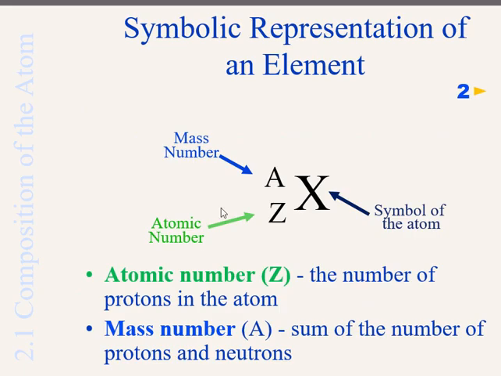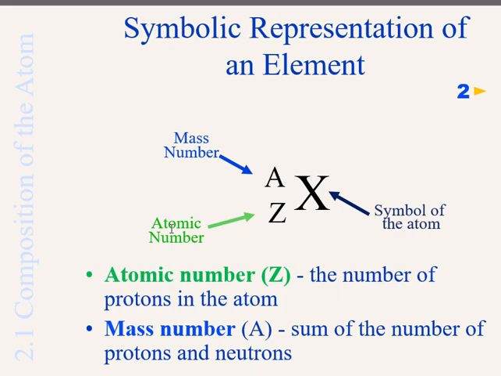Now, here is how we represent an element. Here X represents the symbol of that element. For example, if this was gold, the symbol for gold is Au. If it was carbon, it would be C, C for carbon. And we will look at various symbols when we study the periodic table. Here on the bottom left, as a subscript, we write the atomic number, and on the top left, as a superscript, we write the mass number.